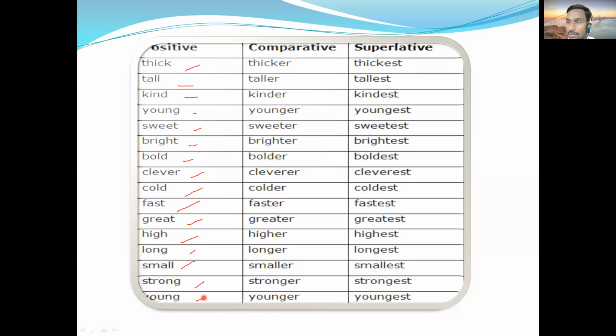Roll number 1, 2, 3, 4, 5, 6, 7, 8, 9, 10, 11 absent. Then 12, 13, 14, 15, 16, 17, 18 absent, 19, 20 absent, 21, 22 absent, 23 through 35, 36. 36 is present here. 37, 38, 39, 40. 40 is also here.